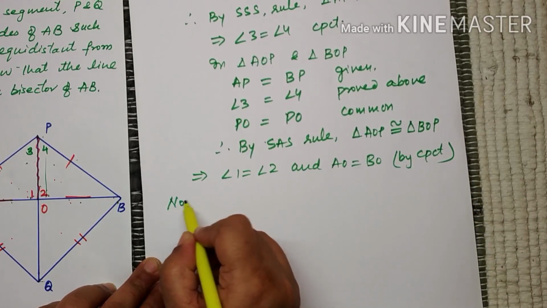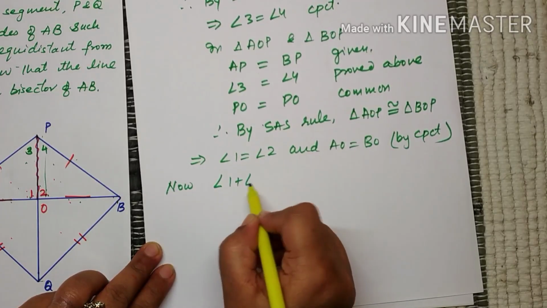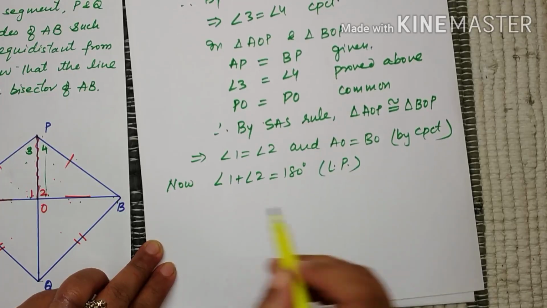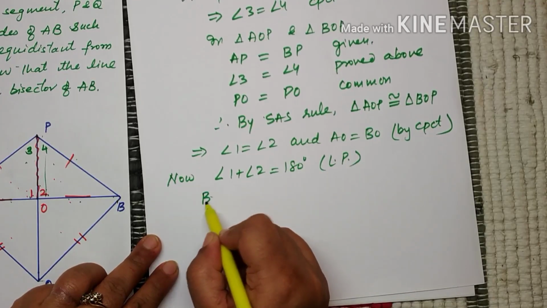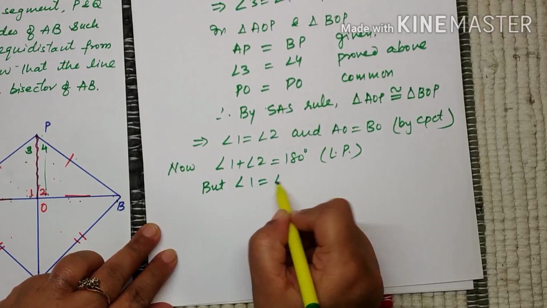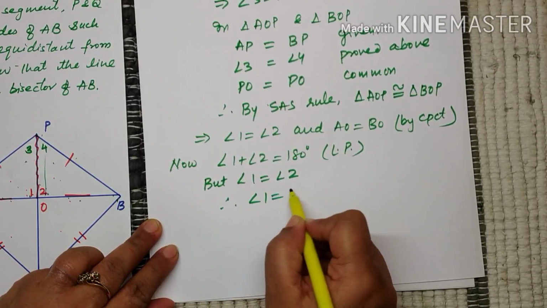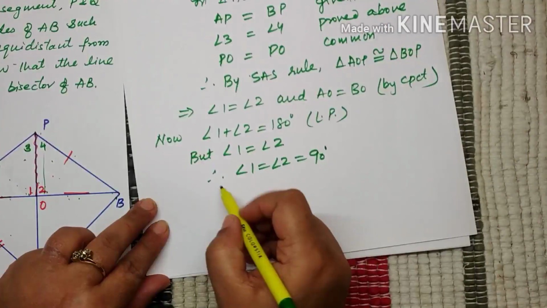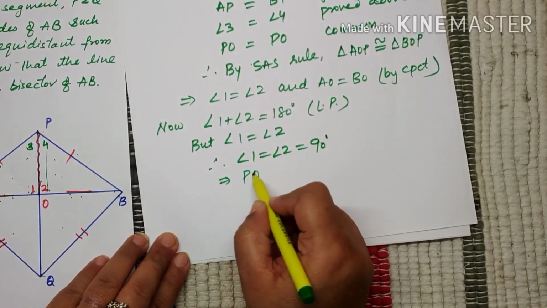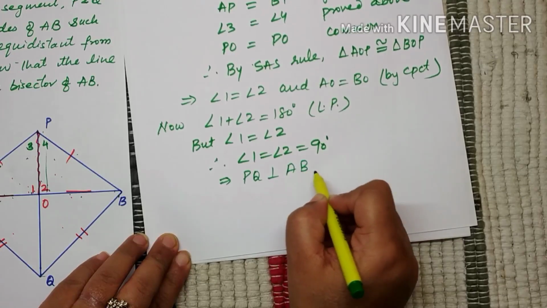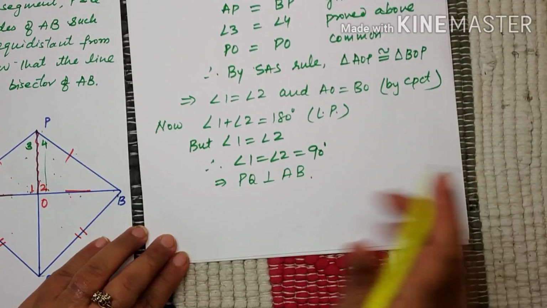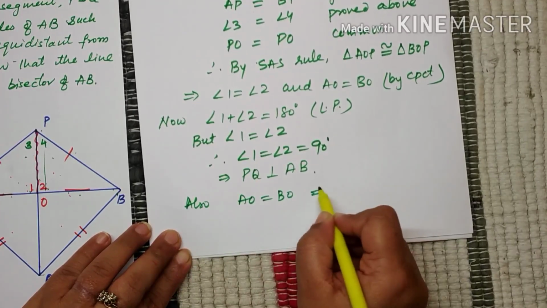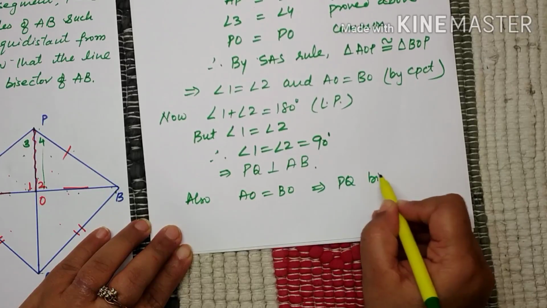Now, angle 1 and 2 form a linear pair, so the sum is 180 as they form a linear pair. But angle 1 is equal to angle 2, therefore each one of them is 90. If these angles are 90, it implies PQ is perpendicular to AB. We got PQ perpendicular to AB. Also, AO equal to BO implies PQ bisects AB.